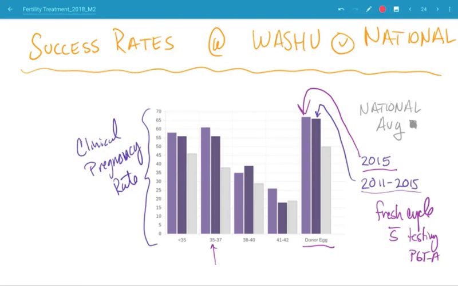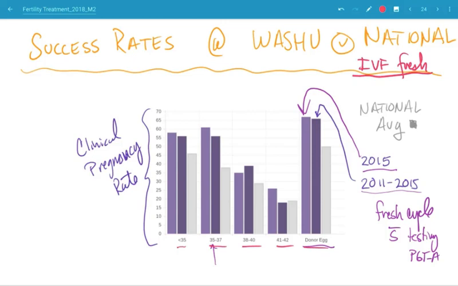So let's move on to success rates. Success rates at WashU for IVF, specifically IVF fresh cycles. So you're looking at success rates based on age down here at the bottom, and these are age groups based on federally mandated reporting.